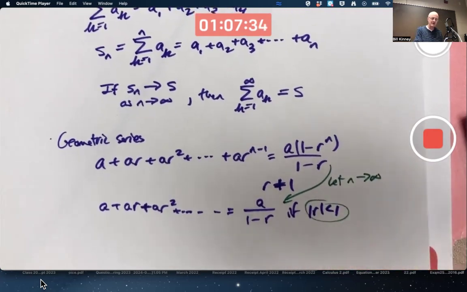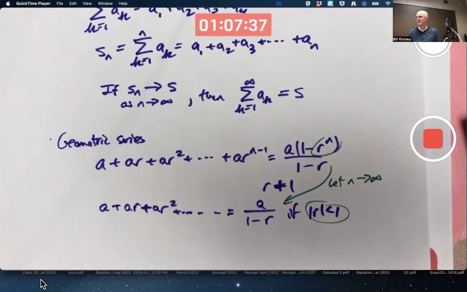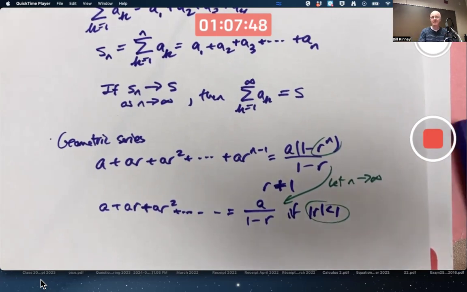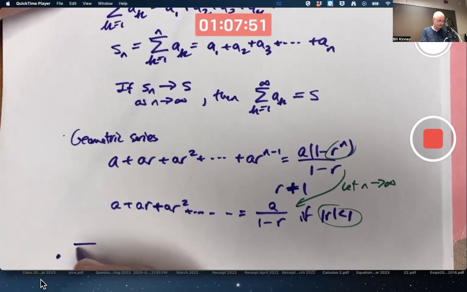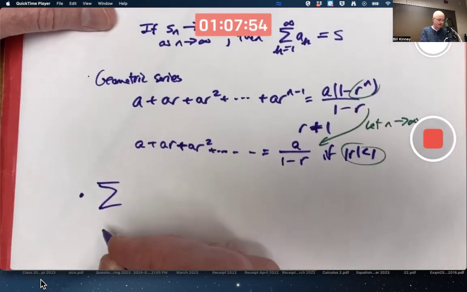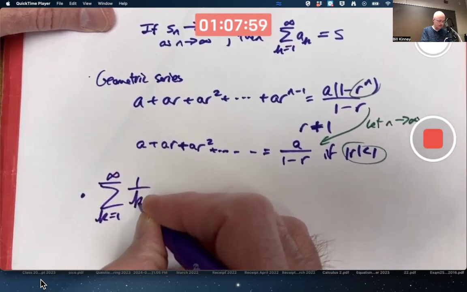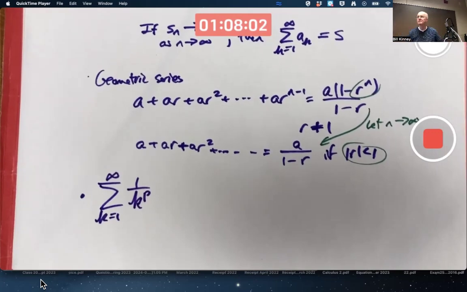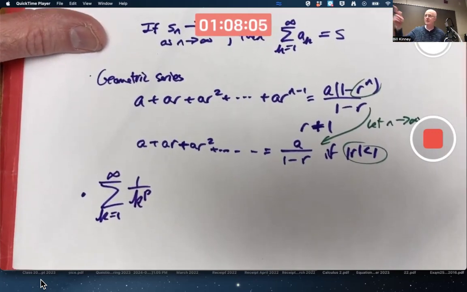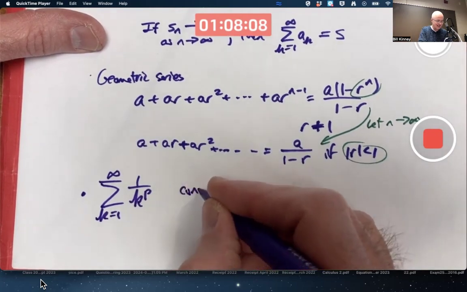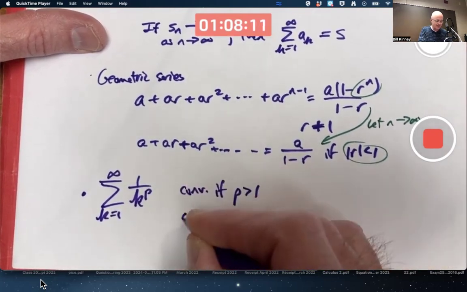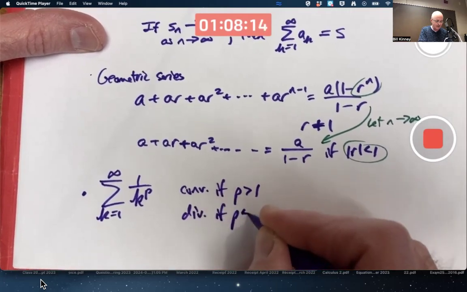If the absolute value of r is less than 1, then this thing goes to 0. So geometric series are useful in many contexts, and they're just nice because they've got nice formulas. But there's plenty of series that don't have nice formulas. The most prominent one that's still somewhat basic looking is the p-series. And you should know, ideally for the rest of your life, this converges if p is bigger than 1 and diverges if p is less than or equal to 1.